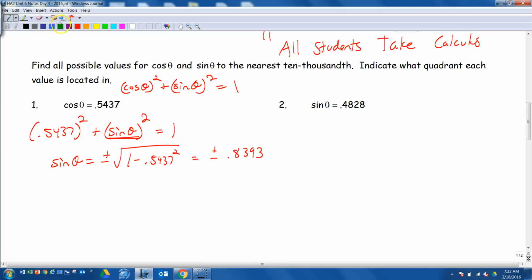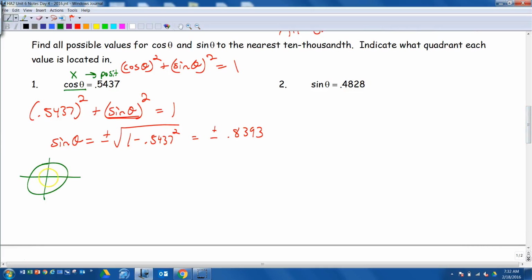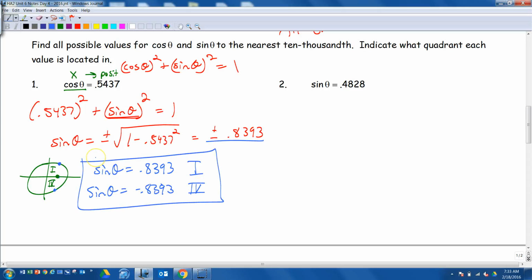Now be careful. Remember, this is saying that x is positive. So if I look at my unit circle, x is positive 0.54 about there. That's in quadrants 1 and 4. So we need to find the y values we could have on the circle. Well, there's this one and this one. So I can go over this much in the x and then up and down in the y. Those are the two values we found. So when sine of theta is equal to positive 0.8393, we're up in quadrant 1. And when sine is equal to negative 0.8393, we're down in quadrant 4. So that would be my answer.